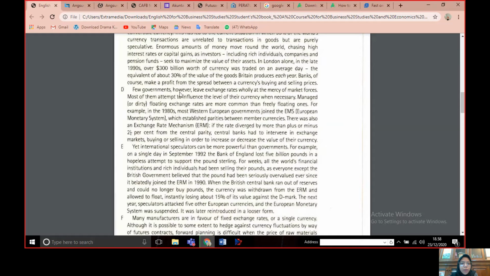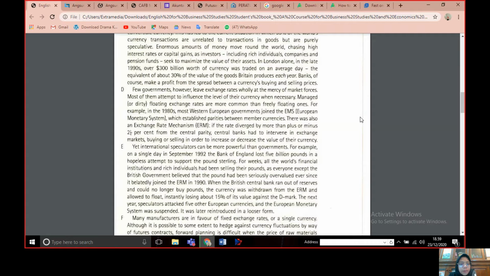D. Few governments, however, leave exchange rates wholly at the mercy of market forces. Most of them attempt to influence the level of their currency when necessary. Managed or dirty floating exchange rates are more common than free floating ones.